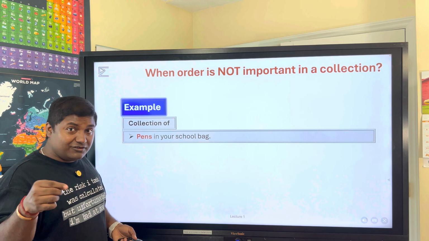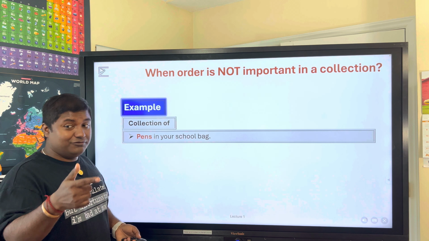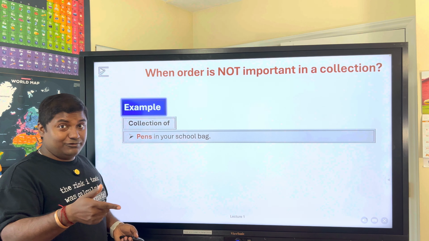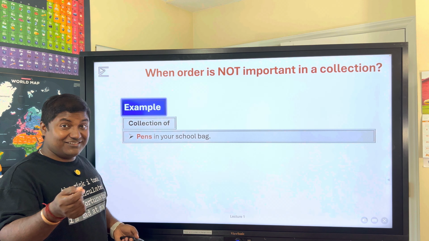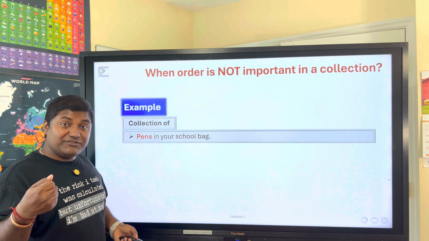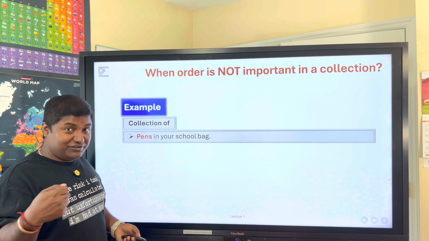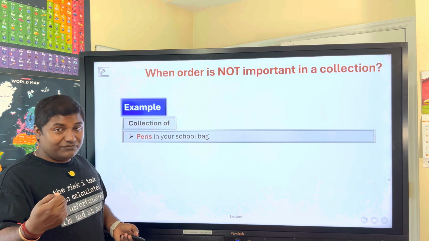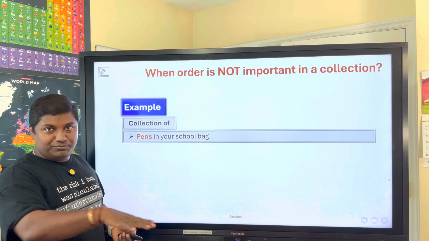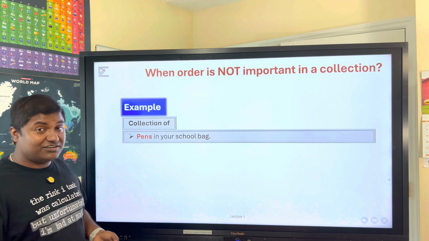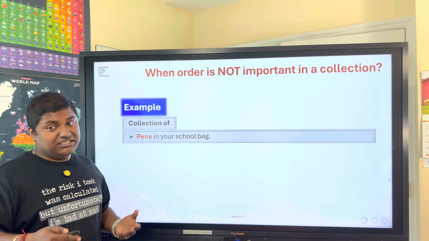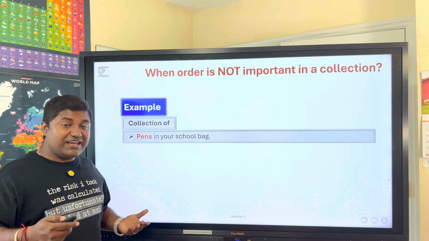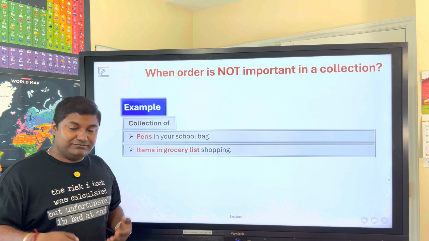Do you pick up the pens in order? No. Similarly, when you arrive at school, and probably you are late for class, when you get the pens out of the school bag, do you get them out in some kind of order? This is my favorite pen, this is my second favorite? No. You just put your hand in the school bag, grab a pen and start writing. So for the collection of pens in your school bag, the order is not important.